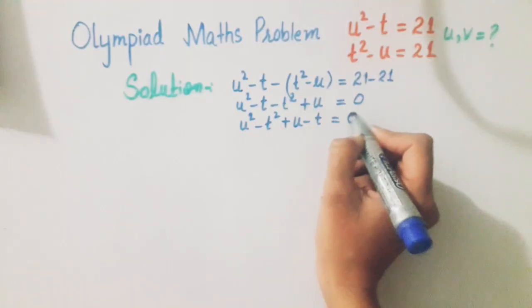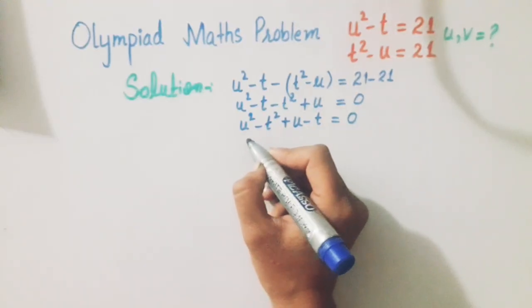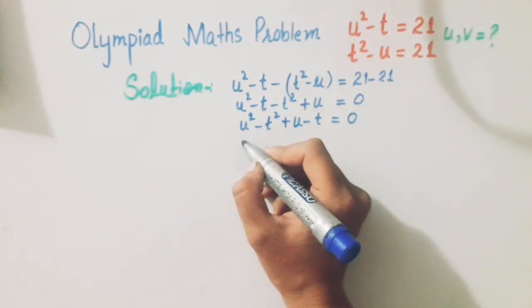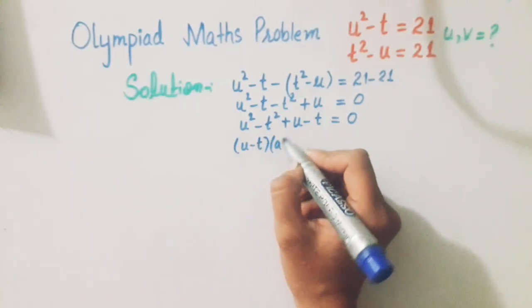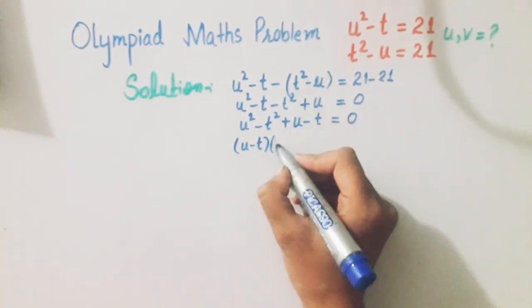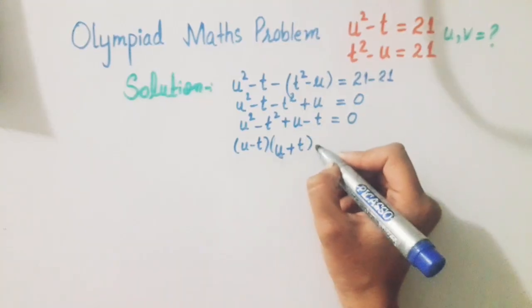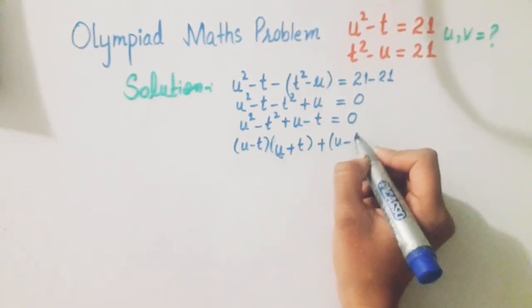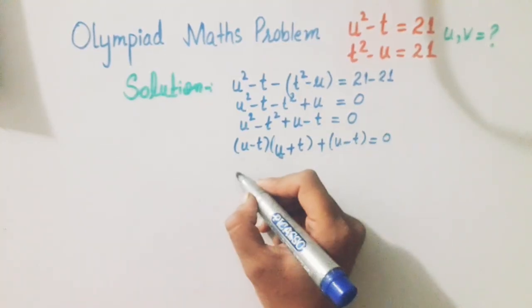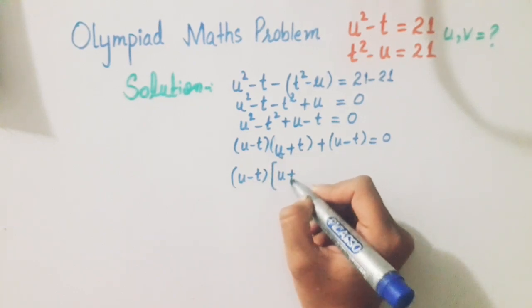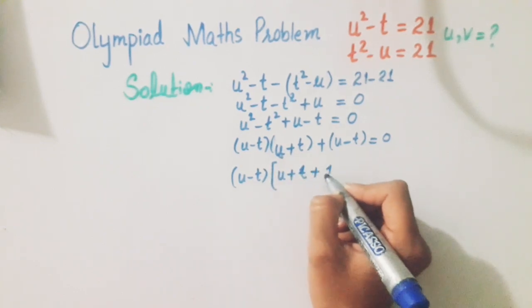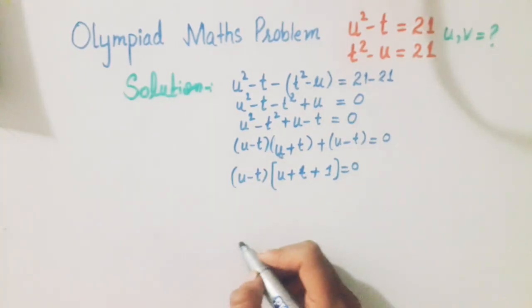Now arrange this as u square minus t square and then plus u minus t equals 0. Here we apply the formula of u square minus t square as u minus t into u plus t, and this will be u minus t. Now take u minus t as common, so remaining will be u plus t plus 1, and this equals 0.